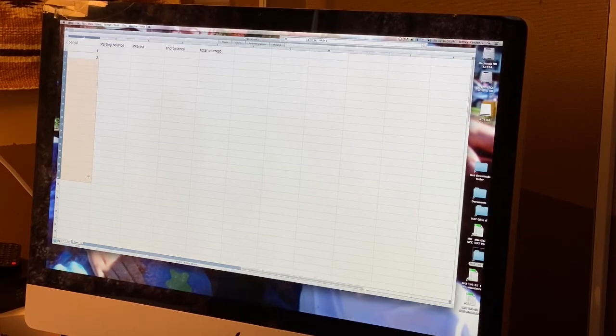I'm going to just do what's called a fill down. And the way to do that, among others, is to grab the corner and drag it down. And now that's got me looking at 25 periods of payments. I'm going to set up my starting balance for that term at $12,000.